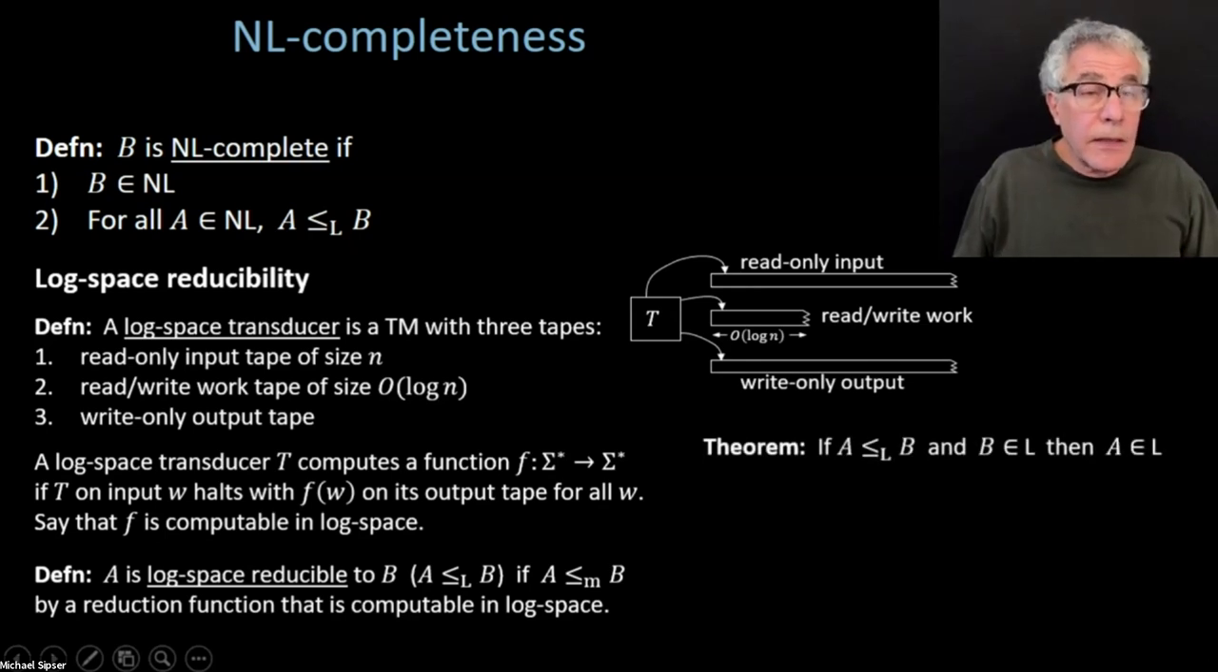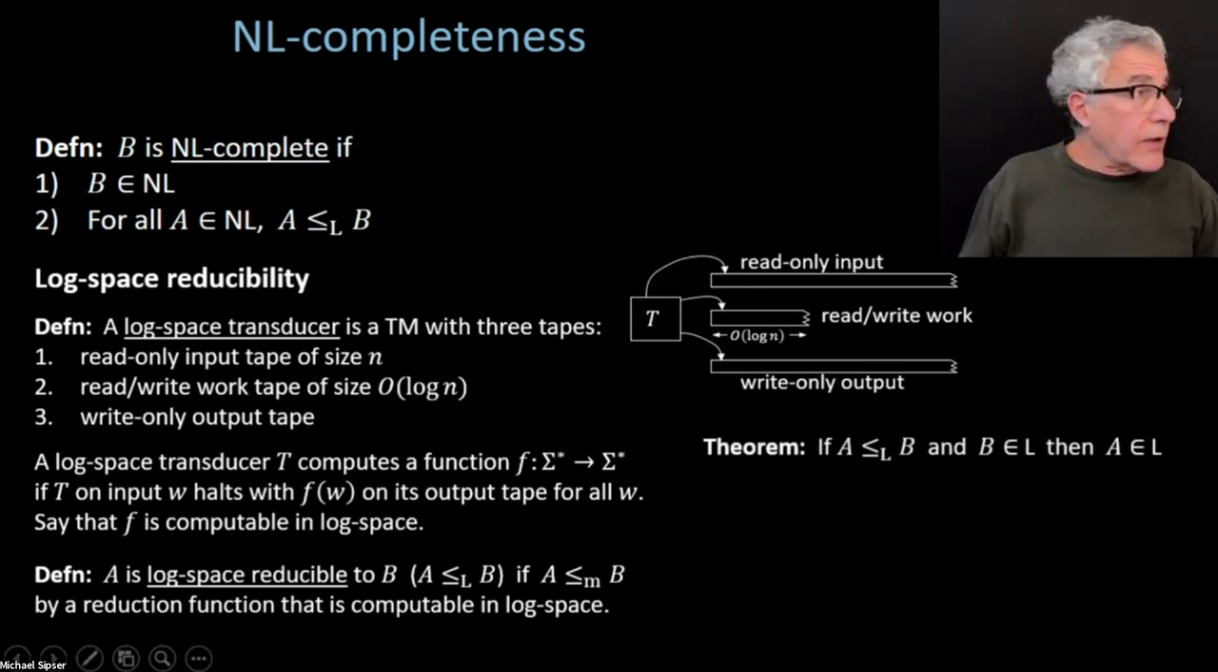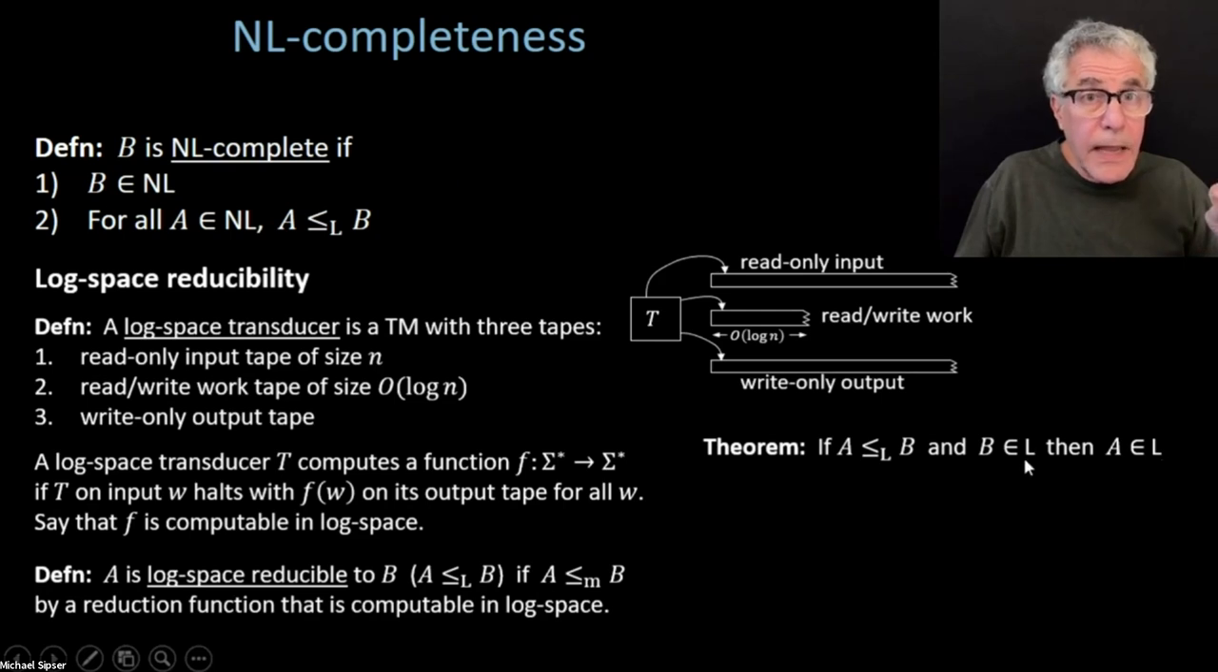Okay. Now, there is an issue here, though, that we have to be careful of. When A is log space reducible to B and B is in L, then you want A to be in L. That's the same pattern we've always had for reductions. If A is reducible to B and B is easy, then A is easy. So here the notion of easy is being in L.